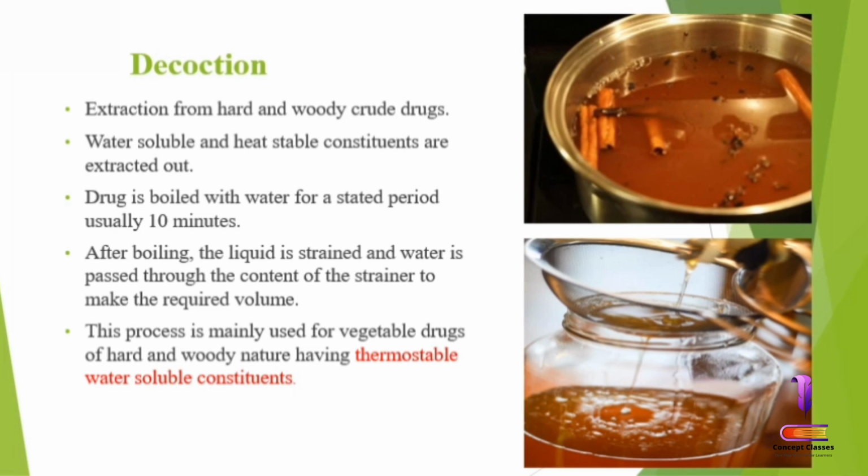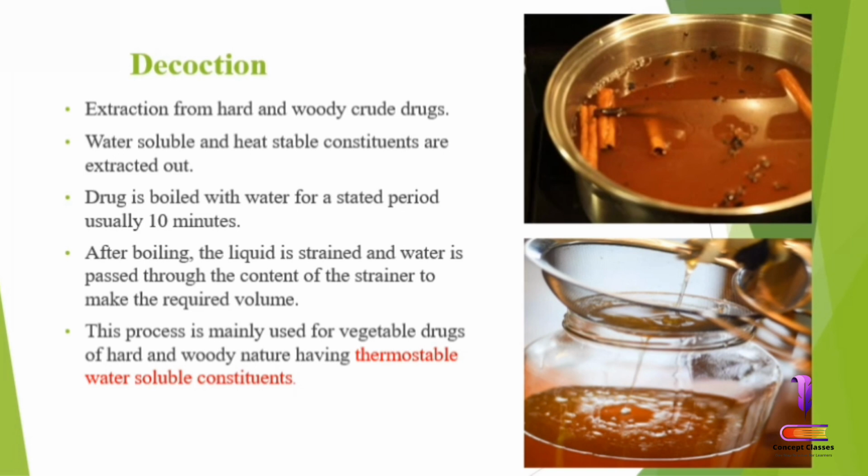Before going to decoction, we have to keep three things in mind. The first is that the phytoconstituents that we are going to extract should be thermostable. The second is that the phytoconstituents should be hydrophilic in nature, because the solvent we'll be using here is water. And the third is that if the raw material, that is the crude drug, is hard and woody in nature, only then will we go for this decoction process.